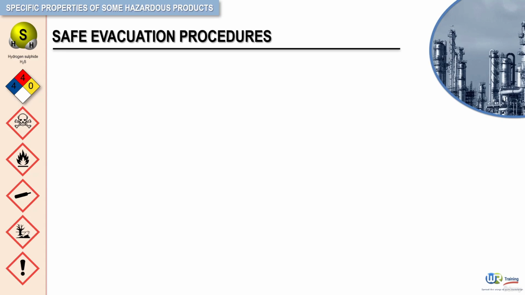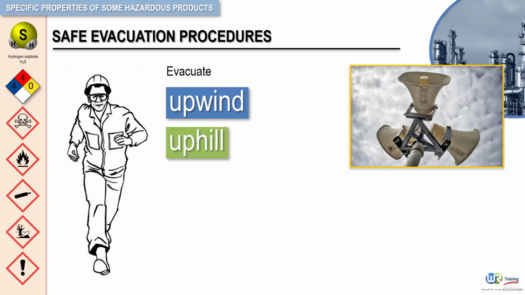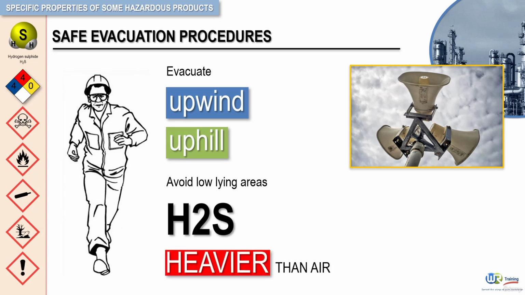If an evacuation alarm sounds, you should move upwind swiftly and, if possible, uphill. Avoid low-lying areas, as hydrogen sulfide is heavier than air and thus will collect in these types of areas. If you are not wearing a respirator when an evacuation alarm sounds, hold your breath as long as possible while evacuating. If you have access to a proper respirator, then quickly put it on.